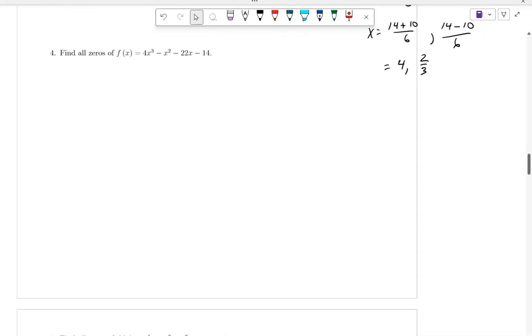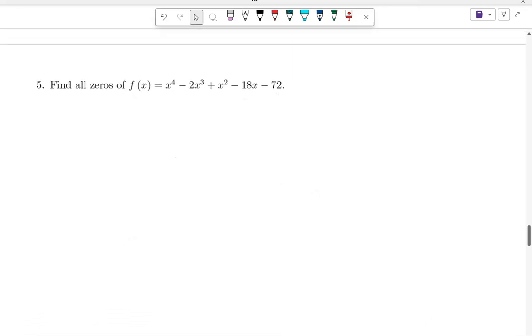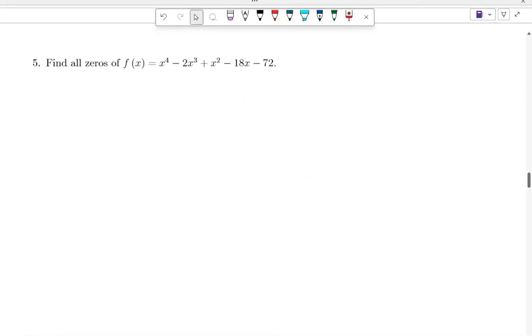All right. Let's skip the next one. I'll leave that for practice. Let's do this one. Let's do number 5. Okay. First thing we're going to do is find our possible rational zeros. What 2 numbers are we going to look at? Yep, 72 and 1, right?